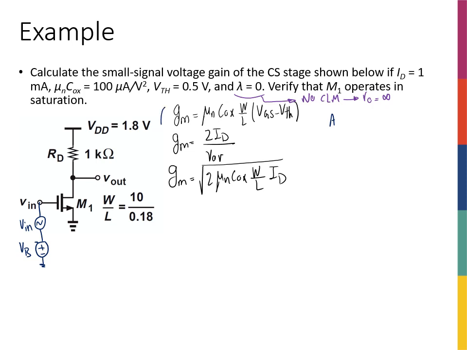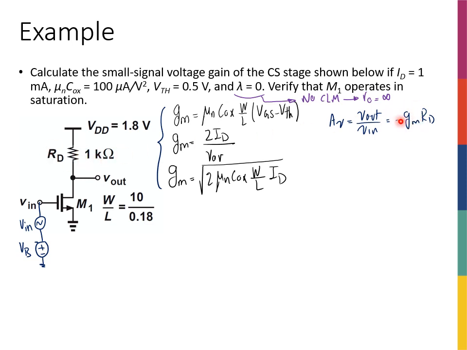By the way, I've written these GM expressions from the previous slide again here just to speed up the process. If you wonder what this VOV is, it's the overdrive voltage, so it's basically VGS minus VTH. So AV, I know that it is equal to V out over V in, which is negative GM RT. Now I have the value of the RT.